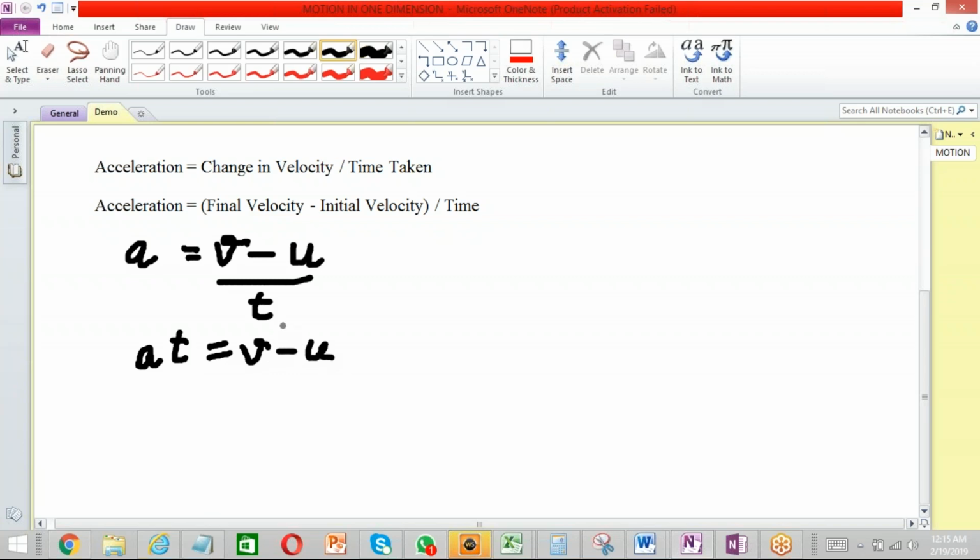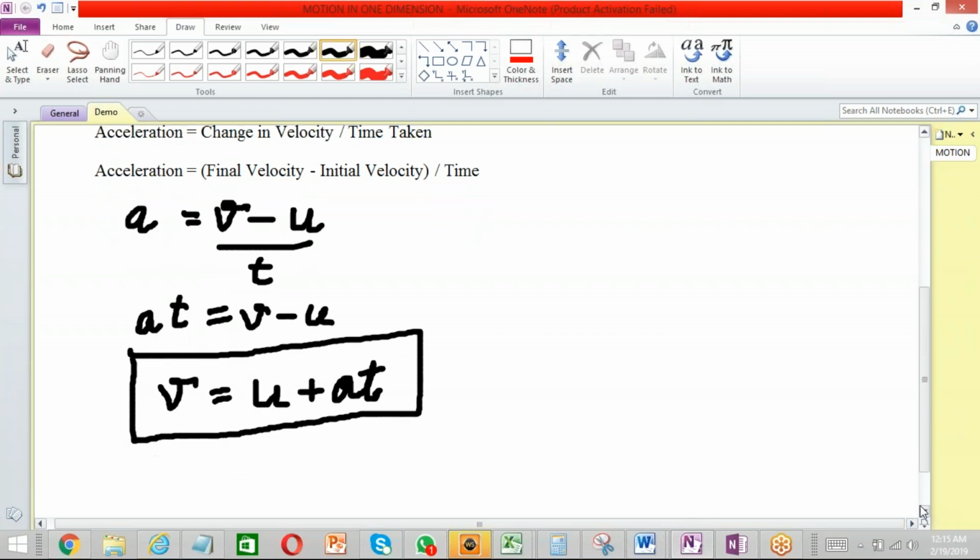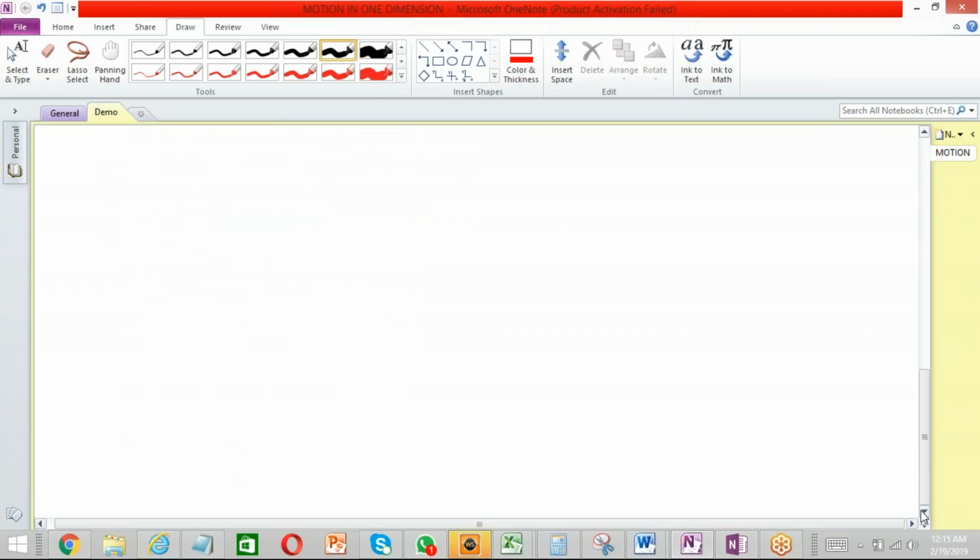Or again, if we put this u on the left hand side, we can say that v equals u plus at, and this is your first equation of motion. Just a two-line statement, and you can derive the first equation of motion in this manner. In a similar manner, let us move towards a derivation for the second equation of motion.